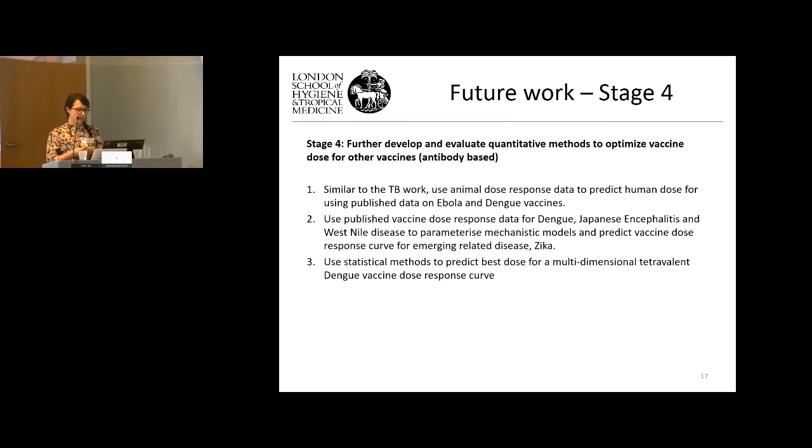The last one is to use statistical methods, but we haven't quite figured out exactly what method we're going to use, to predict the best dose for a multidimensional tetravalent dengue vaccine dose response curve. What I mean here is, the dose response that I've been showing you is just for the antigen. But what happens if we want to range the antigen and the adjuvant? Then we have a multidimensional dose response curve that we need to try and optimise. And there's a good example in dengue, where dengue has 4 serotypes, and if you design the tetravalent vaccine, then you're looking at a combination of 4 different variables that you want to try and optimise, which seems like a very complicated question. But we want to try and tackle it and see if we can come up with some answers. So, yeah, that's another example of our future work.